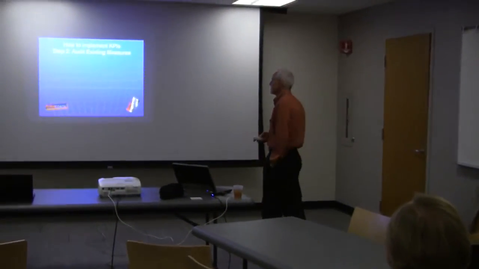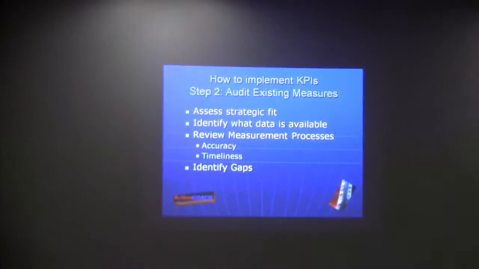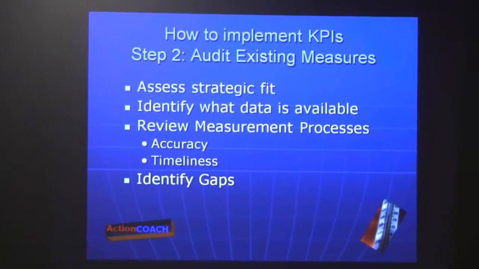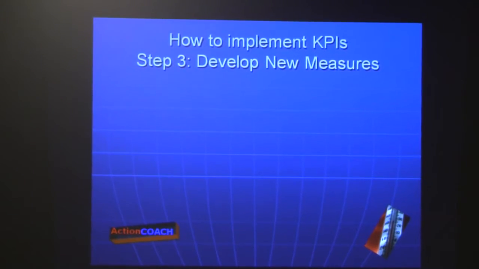Step number two, audit the existing measures. You're measuring some things in your business today, right? They may not still be appropriate for you to measure, right? So assess the strategic fit to measure it. Identify what data is available, particularly as you're thinking about new measurements. Geez, do I actually have the data available to measure that? Review the measurement process. Is it accurate, timely? And then identify gaps between your existing measures and where you want to go. It's a bit of a roadmap for you as you think through this.